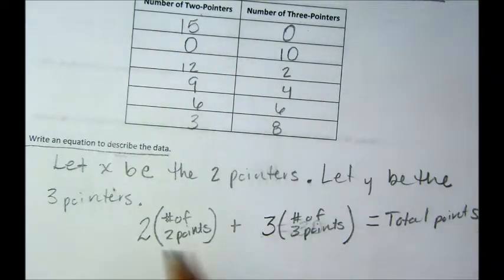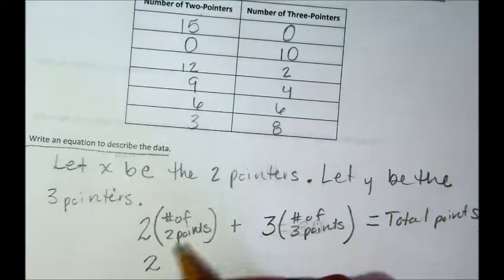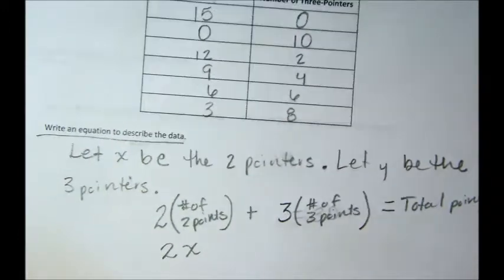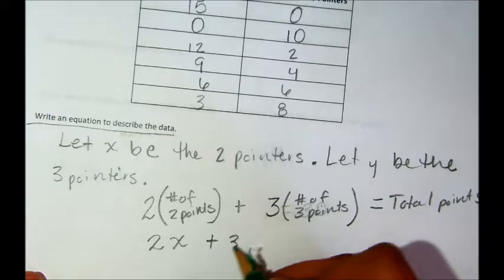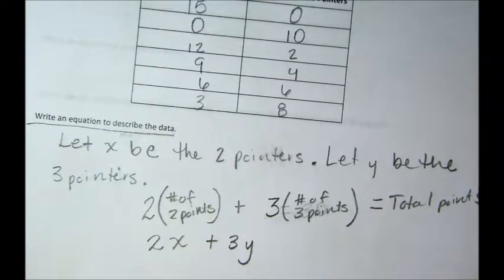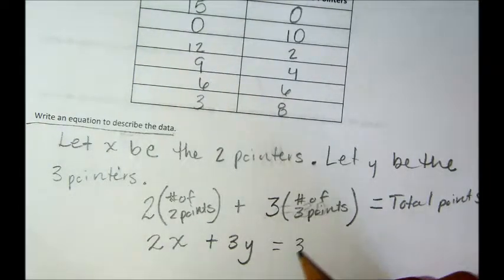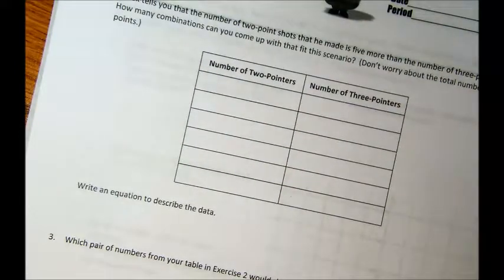Now let's replace with what we've been given. I'm going to replace the number of 2 pointers with x, because x is the number of 2 pointers. And y I'm replacing with the number of 3 pointers. That is equal to my total points of 30 points. Turn the page. Here it tells you that the number of 2-point shots that he made is 5 more than the number of 3-point shots.